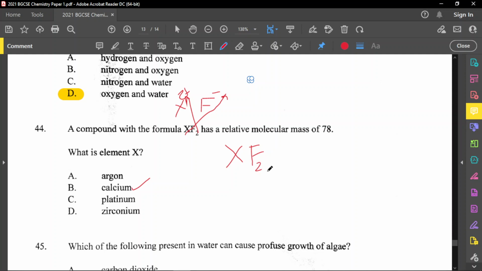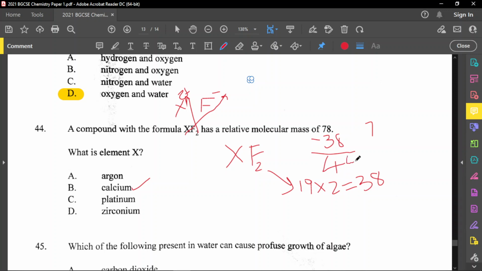F2, with this fluorine, fluorine is 19 times 2, right? So we're going to say 19 times 2 to get the mass number. That's the mass number of fluorine in this case, and it equals 38. Now, if you take away 38, so 78 minus 38, what do you get as a number right there? It is 40.